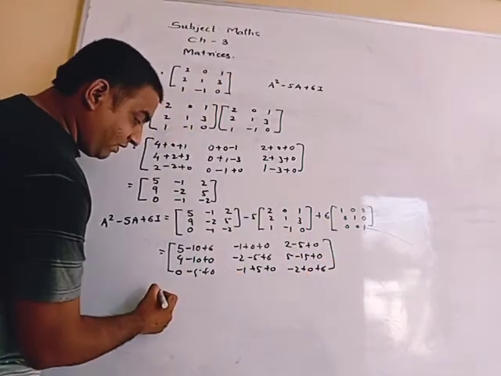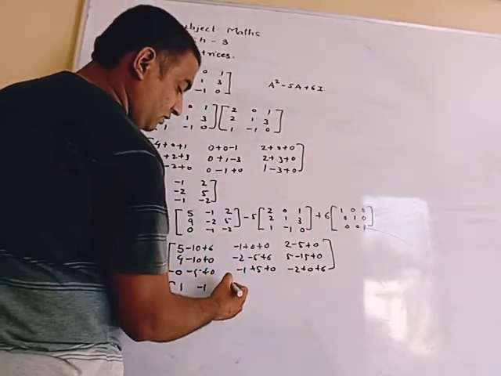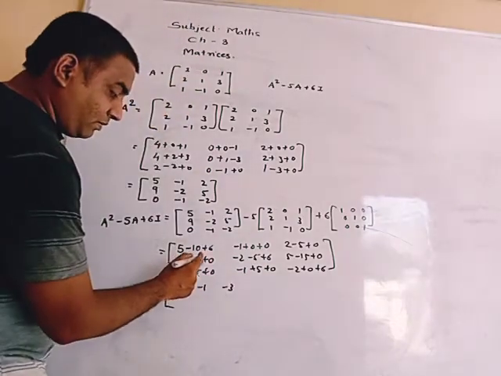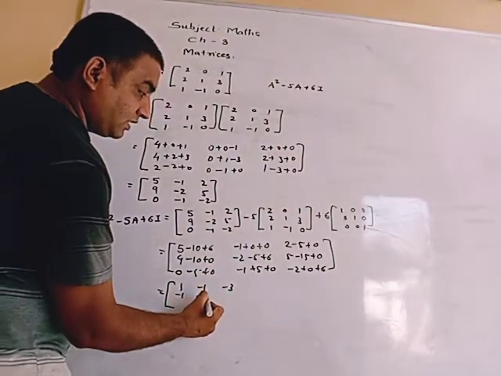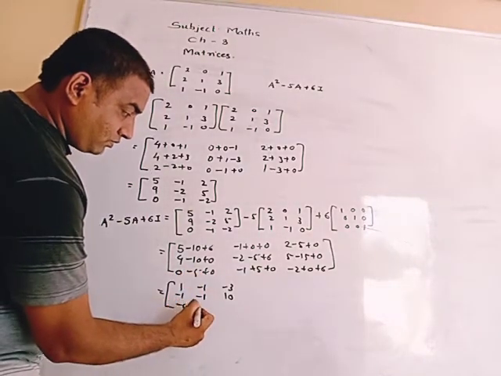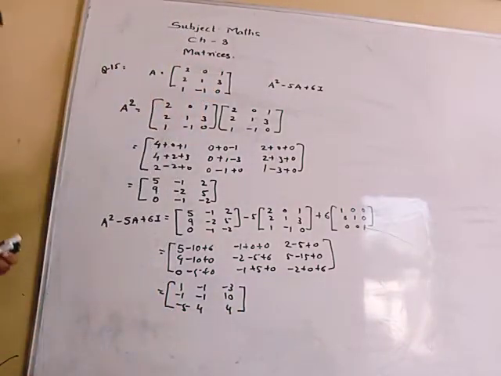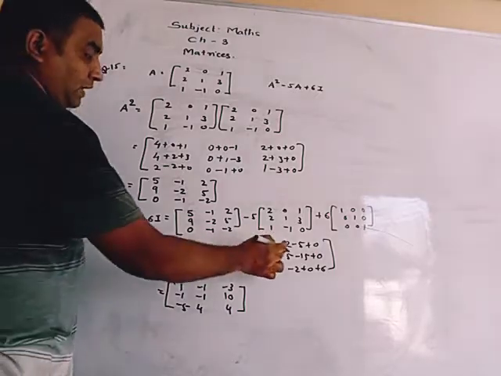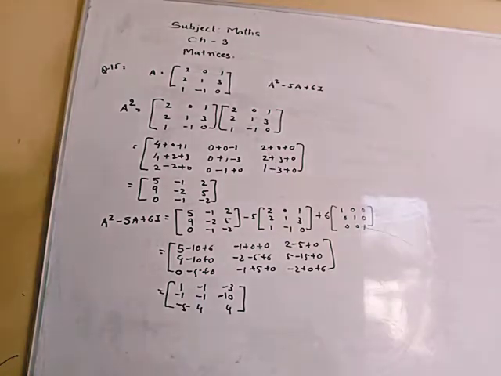So the final answer we get: 5 plus 6 is 11, minus 10, 1, minus 1, minus 3, 9 minus 10, minus 1, minus 2 minus 5 minus 1 plus 6, minus 1, 10, and here minus 5, 4 and 4. Sorry, here 0 minus 15 will be minus 10.